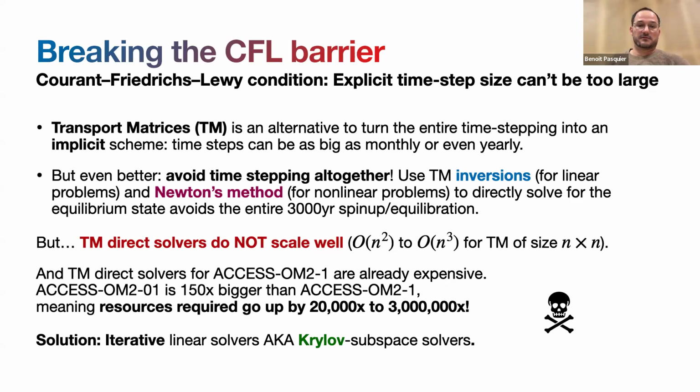We can, first of all, do implicit time steps, and we're not going into the details of what that means, but essentially we solve for a linear system. And then that condition breaks, and we can have very large time steps on the order of months or even years, and that can accelerate things dramatically. But even better, we can directly solve for the steady or the periodic state and avoid time stepping altogether. So you can use Newton's method for nonlinear problems, and you can use direct matrix inversions for linear problems.